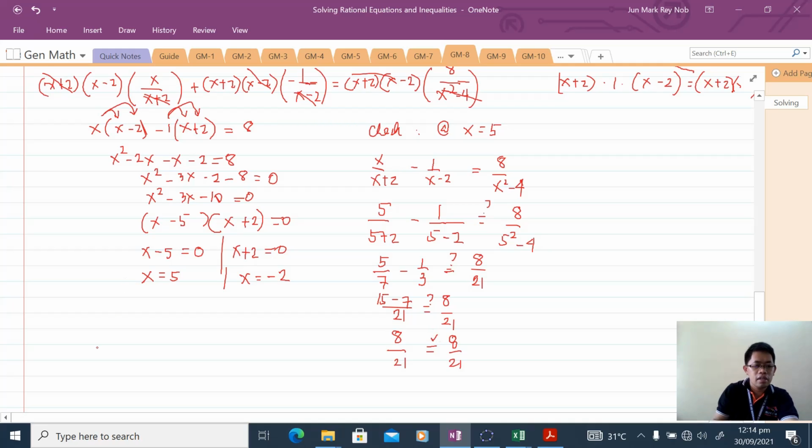So therefore, the solution to the problem is only x equal to 5 and not negative 2, because negative 2 is extraneous.